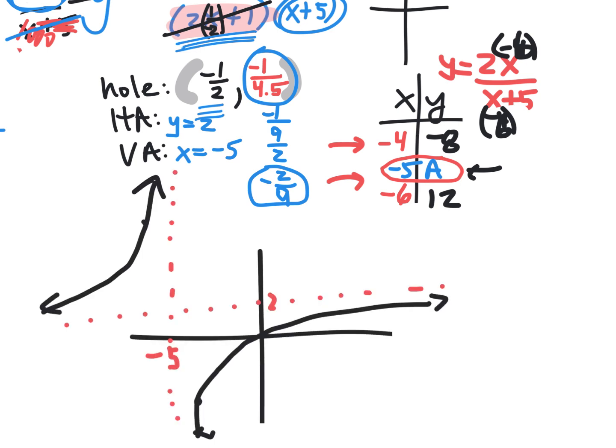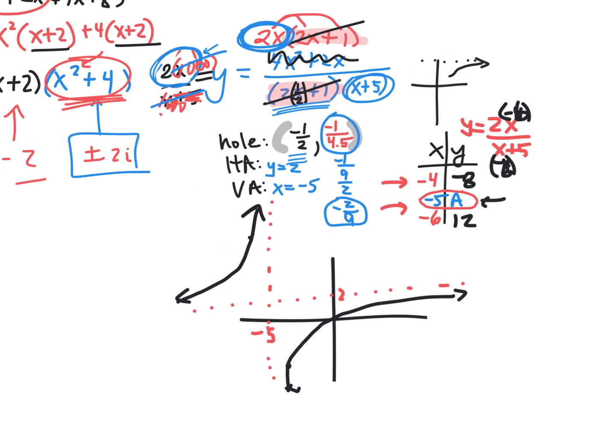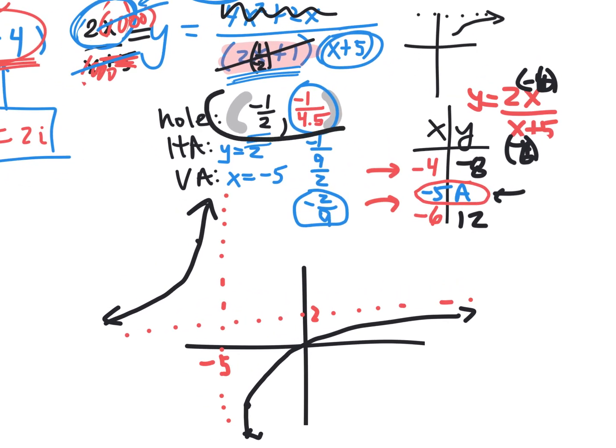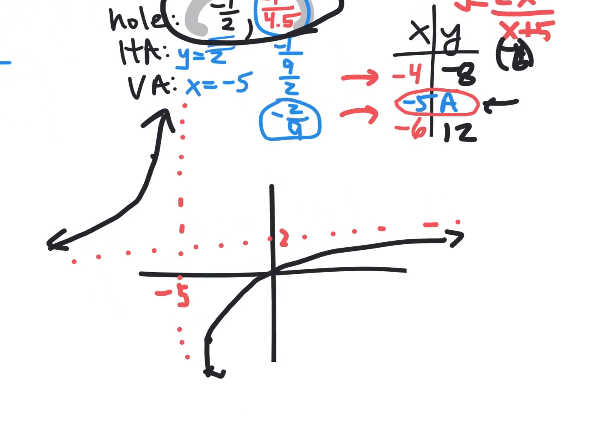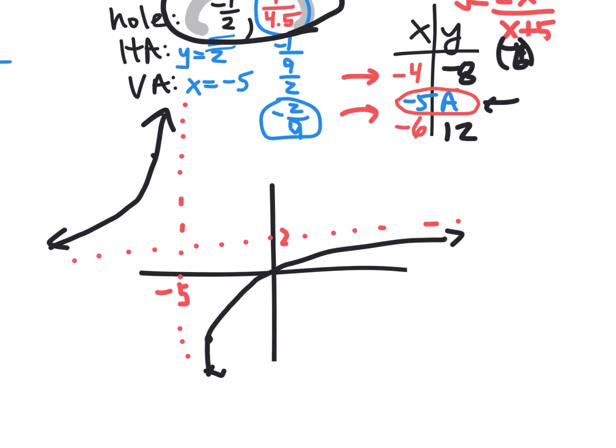And what mistake did I make that tons of you also made? I forgot to put in the hole. There was a hole way back here. There was a hole at negative a half, negative 2/9. That's basically right about there. There was a hole, and it's so easy to forget.